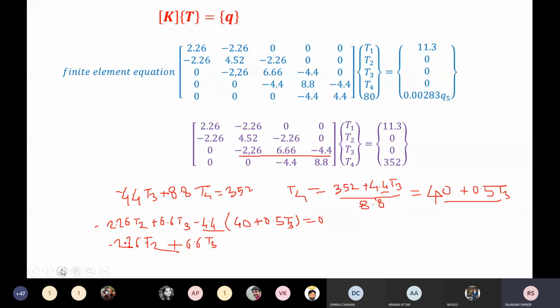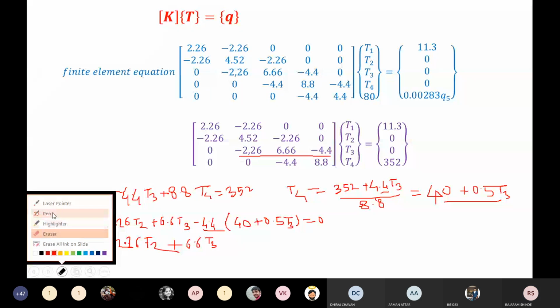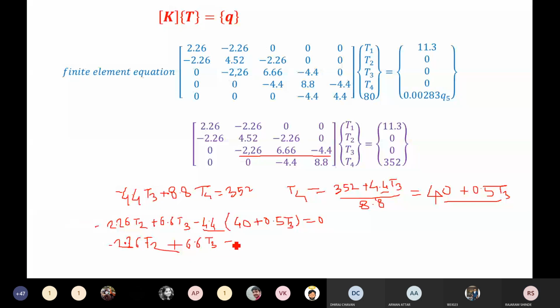Okay, I will write and then I will go. Here T3 minus 4.4 into 40. 4.4 into 40, how much it is? 176. This one is 176 and this one is minus 2.2 T3, and this is equal to 0. Now you take the addition of this and this one, it becomes 4.4 T3.